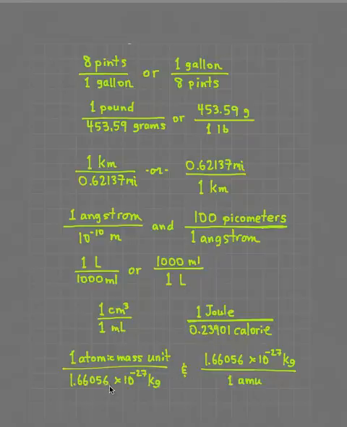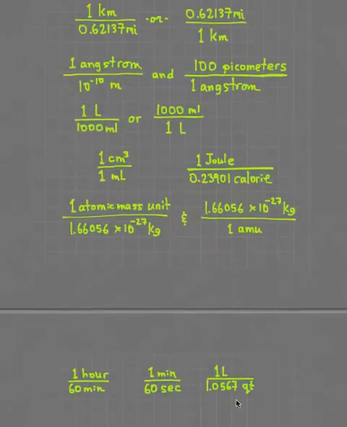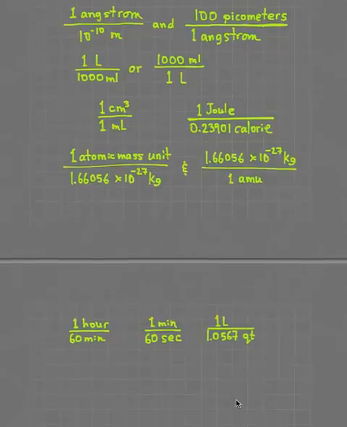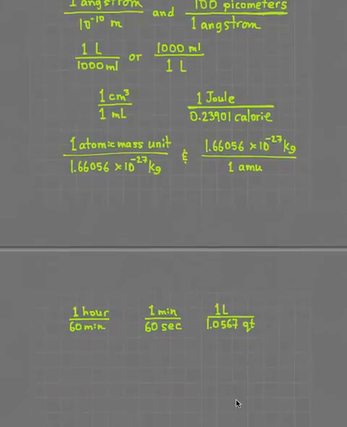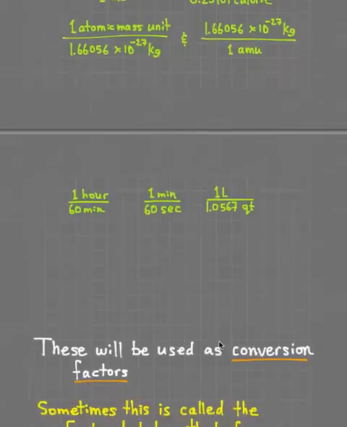If I was measuring the mass of one atom or even one proton, I might use this very, very small unit of mass called the atomic mass unit. I had to look this up. I don't have this memorized. That's crazy. But I can write it like this or like this. Also with time, 1 hour, 60 minutes, 1 minute, and 60 seconds. Liters and quarts. All right, let's get down to business here.